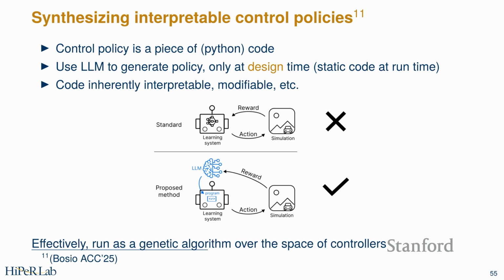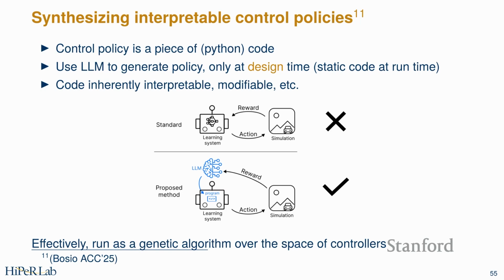So, of course, when you're designing a controller, effectively what you're doing at the end is writing code, right? So the controller is some code, and the code you deploy on your system, and hopefully you get good behavior. So, okay, if I think of my policy as a piece of Python code, can I use these large language models to effectively generate good controllers?